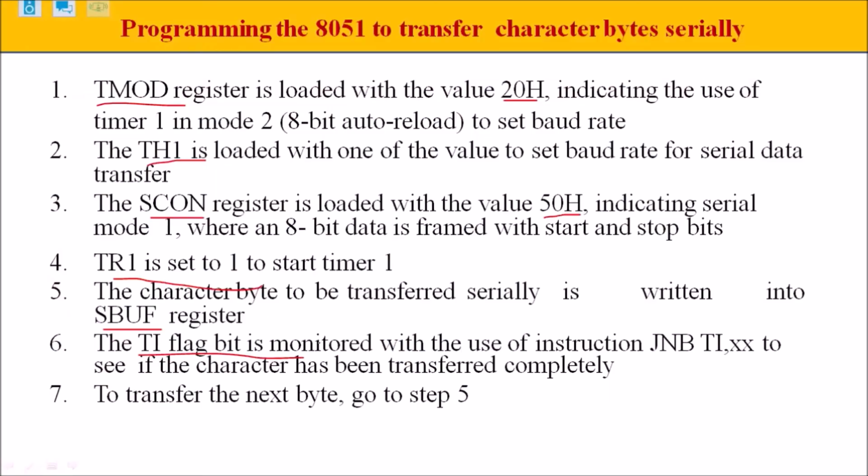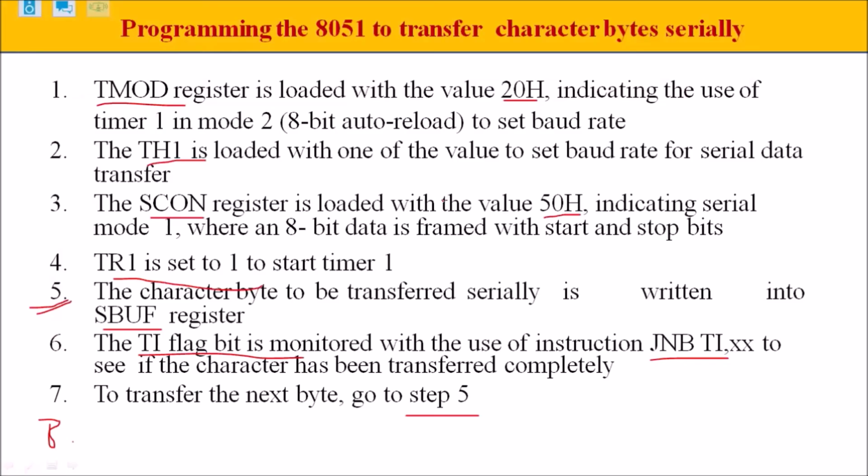We are using the polling method, not the interrupt method, using the JNB instruction. And if TI is 1, clear it. And if you want, you can go back, but we won't go back. If you want to transmit the same character, you can go back to this. Again, store the character in the buffer register, check the TI flag. If you want to transmit another character, then you have to add a step here. Store the character in SBUF, monitor the TI bit, so continuously that can be done. This is to transmit a single character.